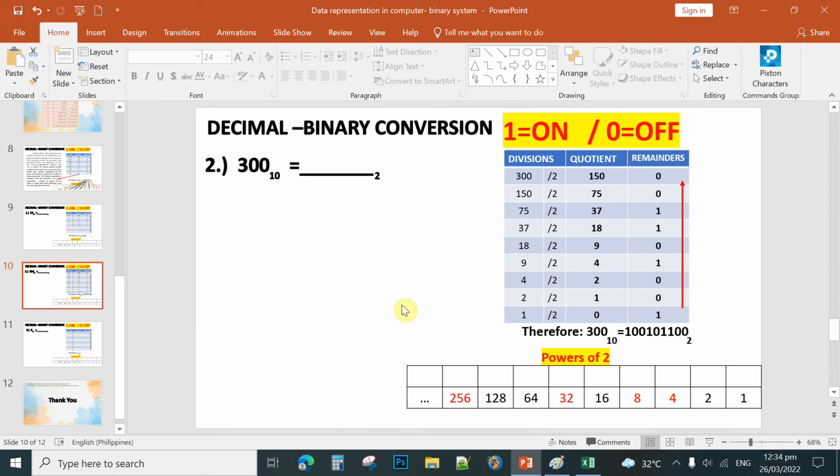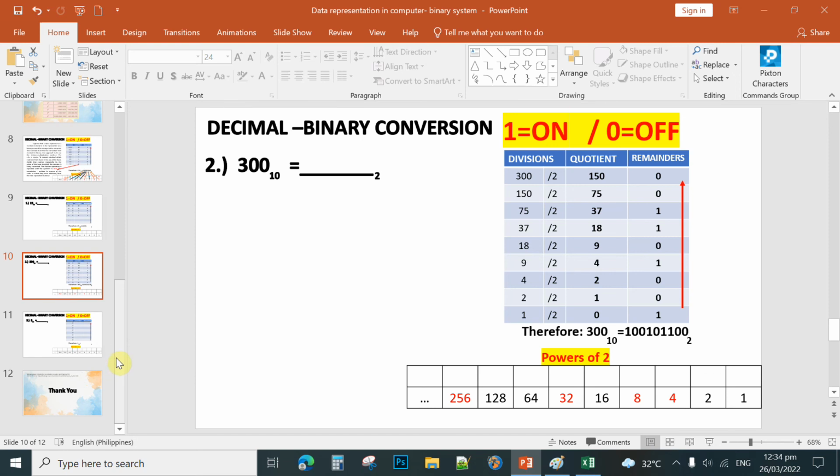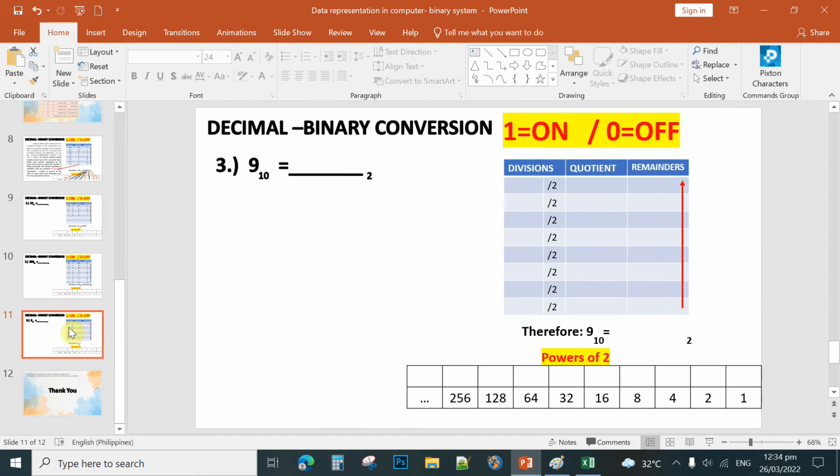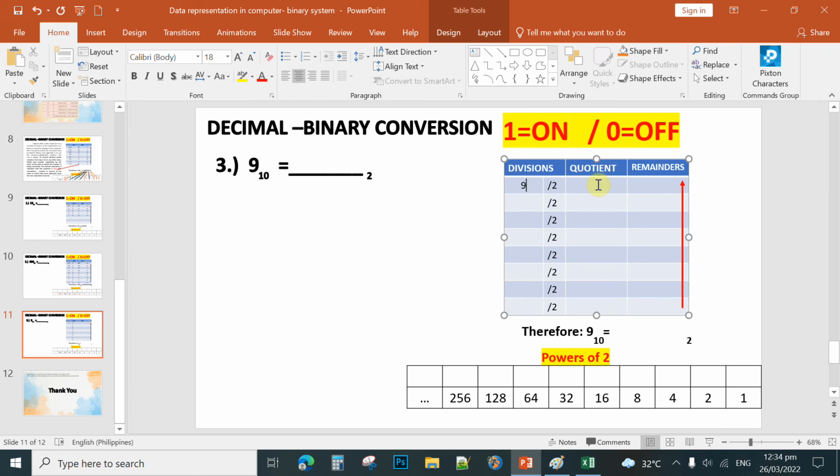Okay, so let us have another example for decimal to binary conversion. Okay, this one. So 9. For instance, you're going to convert 9 into binary. Actually, when you press 9 on the keyboard, the computer converts it into electronic signals, which is the binary or the 0 and 1. So, okay, so 9 divided by 2, that's 4. 4 times 2 is 8, so remainder 1.